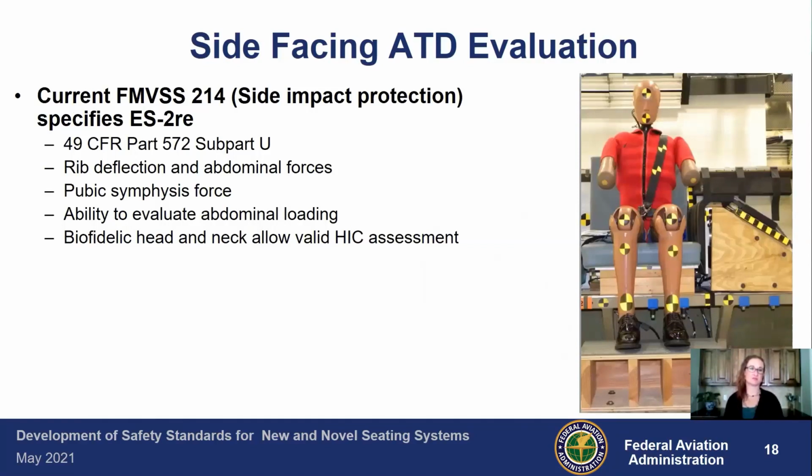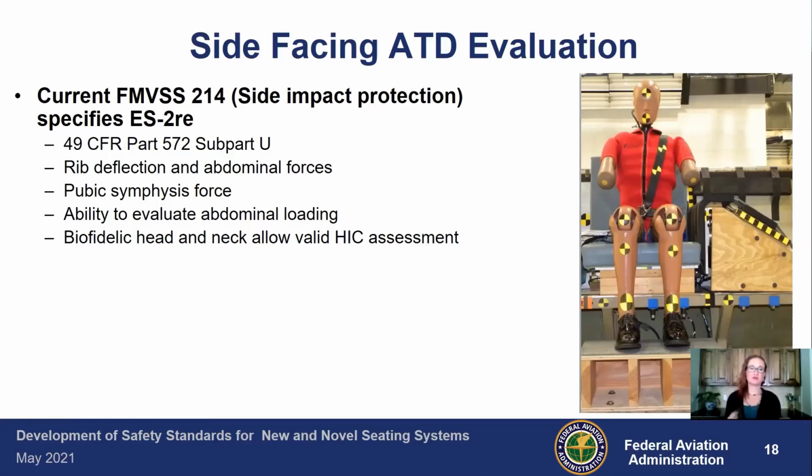214 is the side impact protection section, and it specifies the ES2RE, which is newer than the one that we started the project with, but he evolved during the research project. And he was specified in Part 572, Subpart U. He has the ability to not only do rib deflection, but he can get abdominal forces as well as pubic symphysis force, and that's how much the pelvis is compressed.